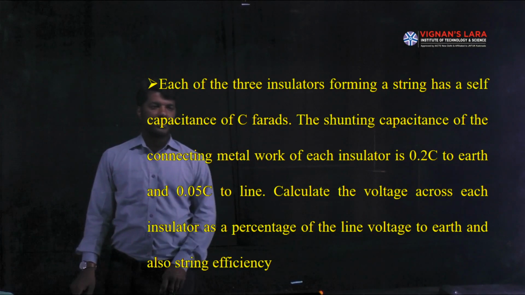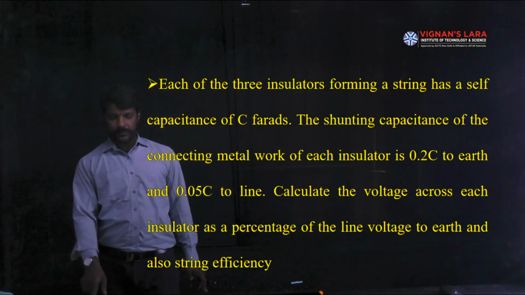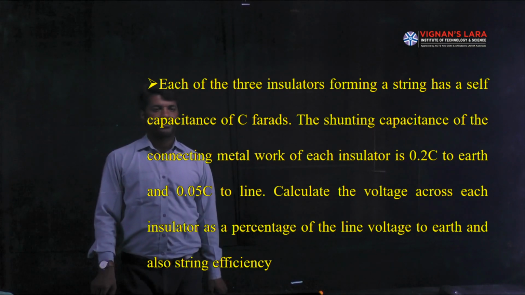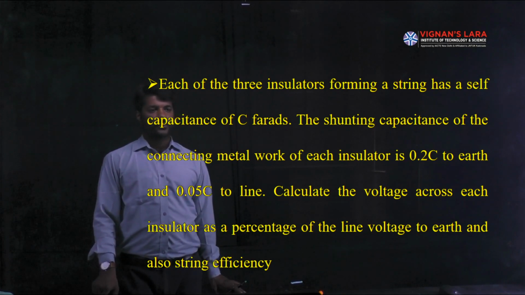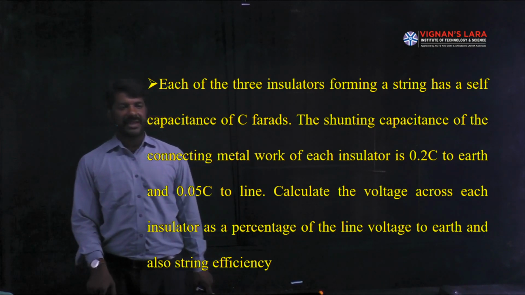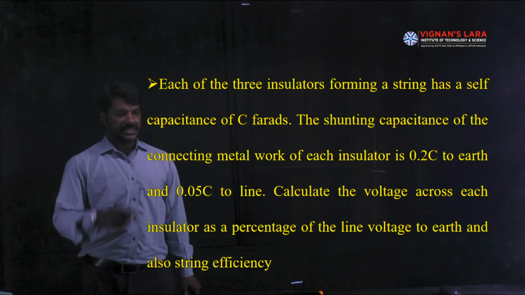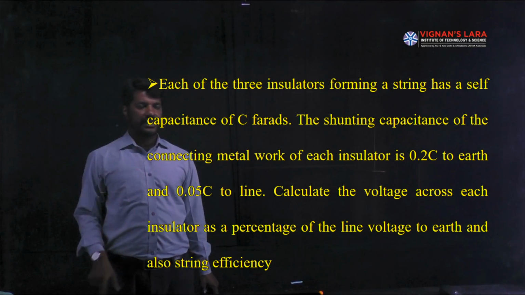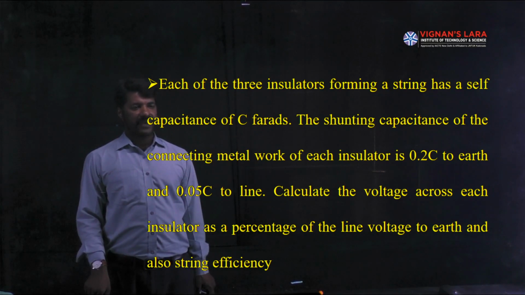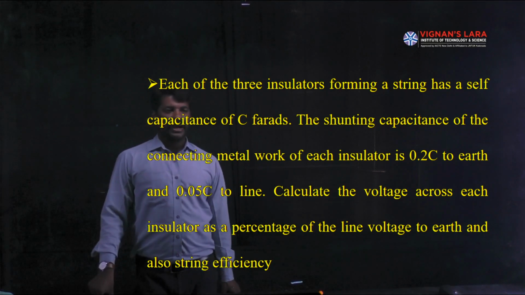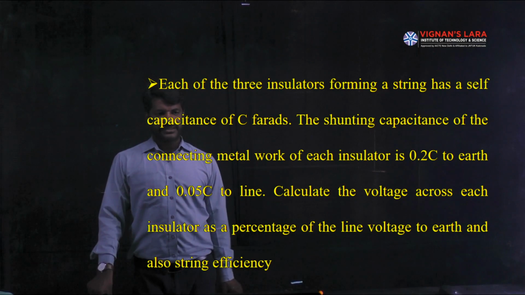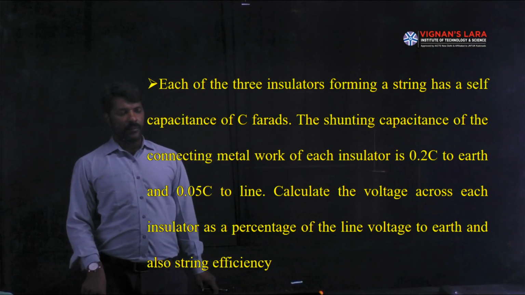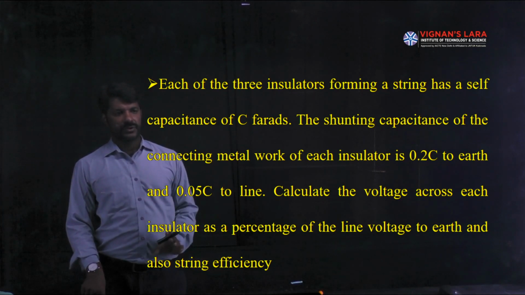Let us see the problem on methods of improving string efficiency by the static shield method. Let us go for the problem. Each of the three insulators forming a string has a self capacitance of C farads. It is also a problem related to a string having 3 units. Each unit has C farads as self capacitance, and the shunting capacitance of the connecting metal work of each insulator is 0.2 C to the earth.